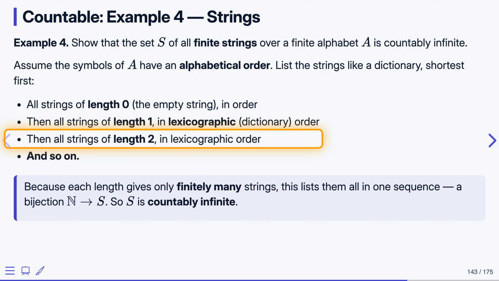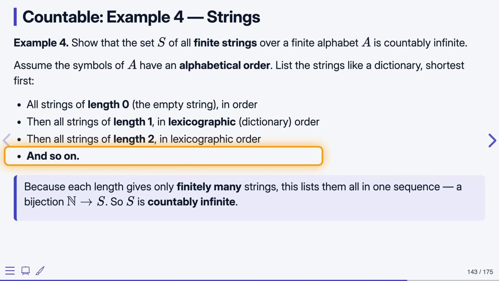Then all strings of length 2, in dictionary order. And we keep going. The important point is that for each fixed length there are only finitely many strings, so we never get stuck on one length forever. That gives a single list of all strings, so the set of strings is countably infinite.